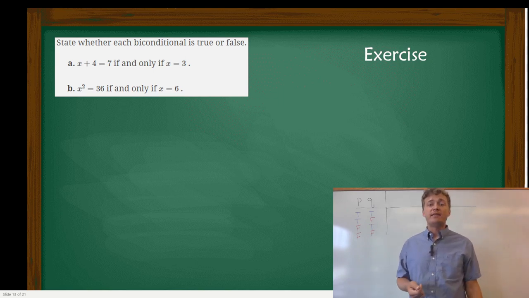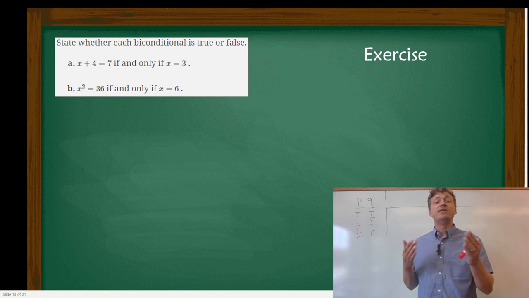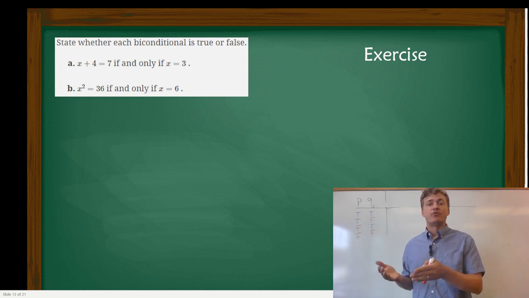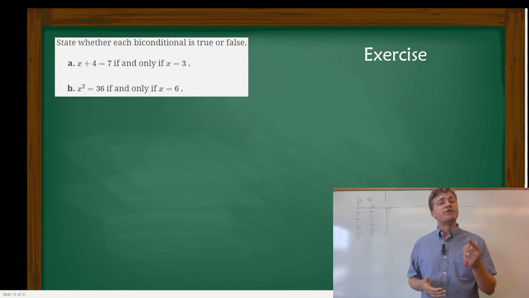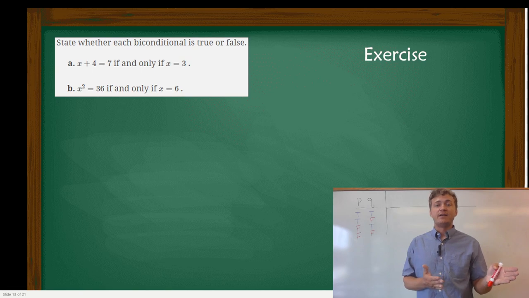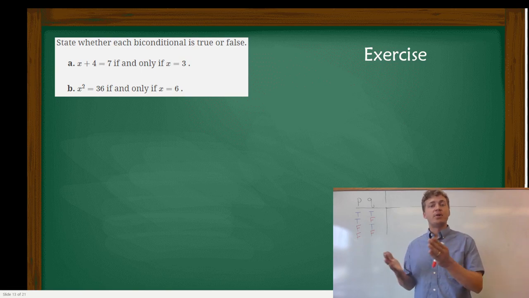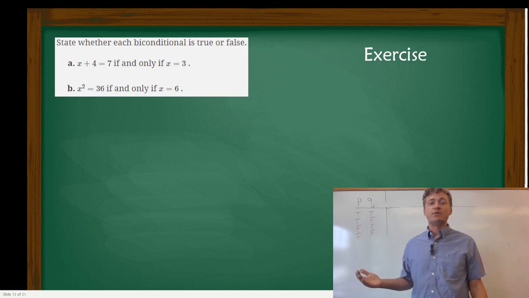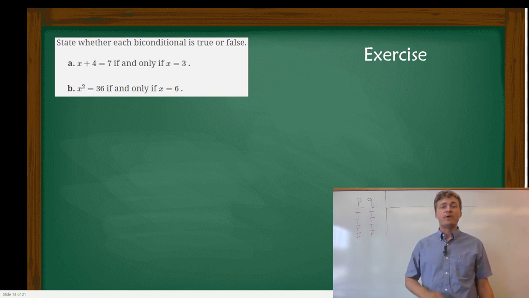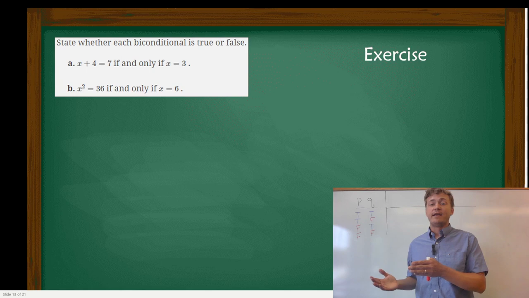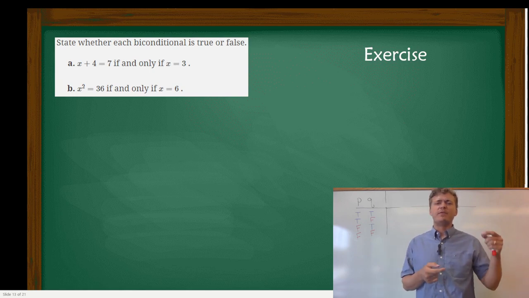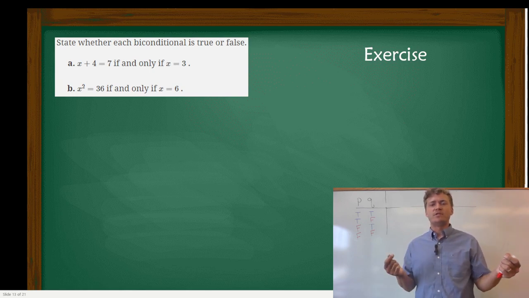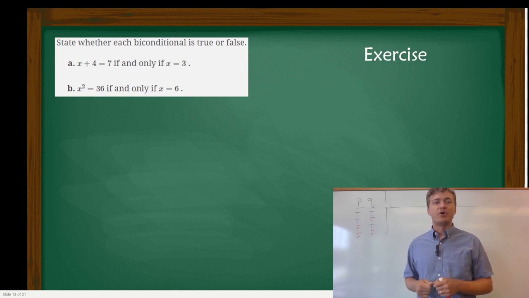For part A, we get that. The left side does imply the right side, and the right side implies the left side. But for part B, the left side does not imply the right side. X squared equals 36 doesn't mean that x has to equal 6. That's only one of the two answers. The right side, however, implies the left side. So remember, if one of those is true and one of those is false, then together it's false. So for part B, we have false. For part A, we have true.